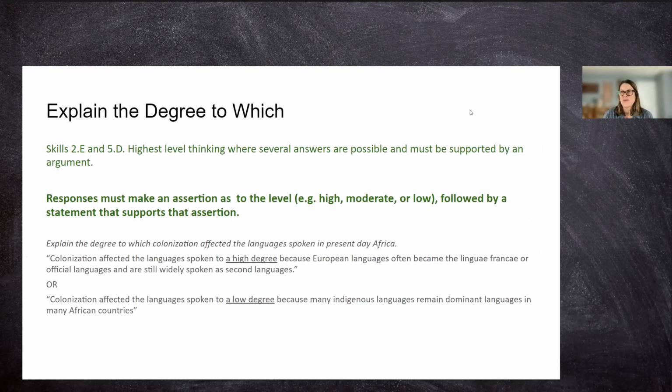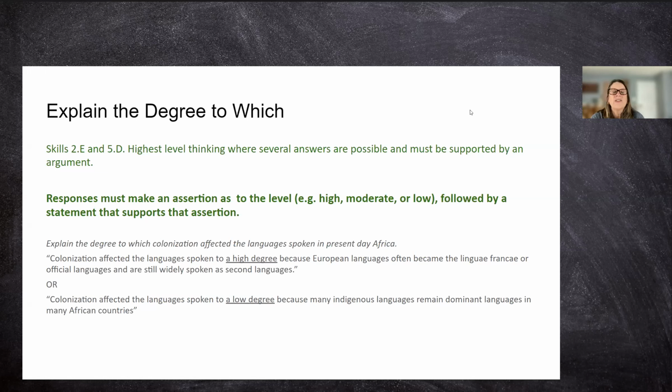Probably the task verb which we see the most struggling with is "explain the degree to which." One of the reasons why is because this is a relatively new way of phrasing an explain task. You don't really see "explain the degree to which" appearing much before the 2021 exam. So I think that for both teachers and students, they're not quite sure what this really requires them to do. So I want to make that hopefully a little bit more clear today.